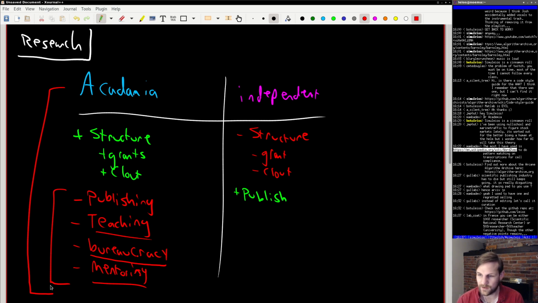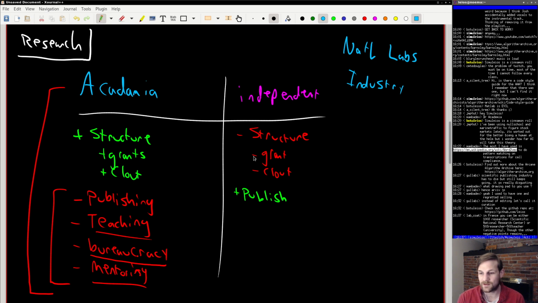In France, you can be either 100% researcher or 50-50 researcher and 50% teacher, though the other negative points remain. Right. The other thing, too, is I think you can do that as well in the U.S. because there's places like National Labs, which you also mentioned there, National Research Center, and then obviously there's industry, right?